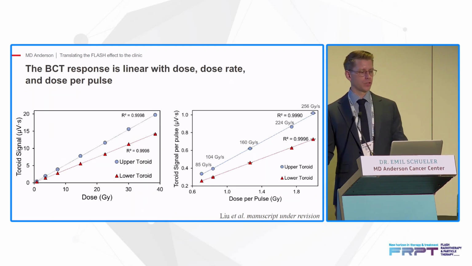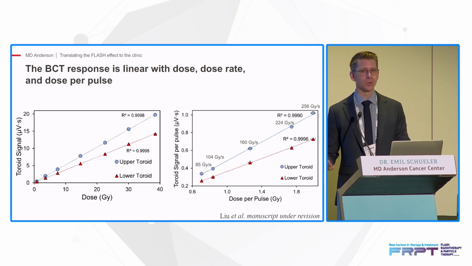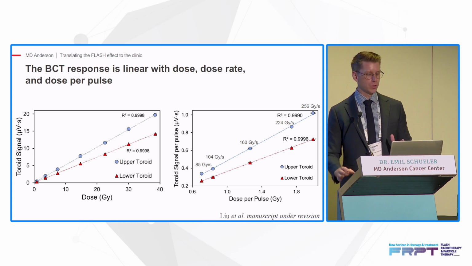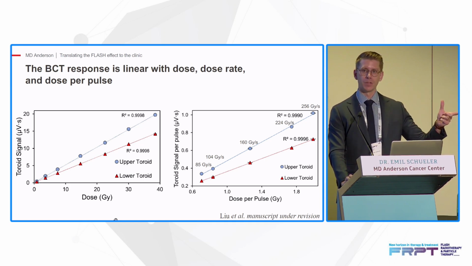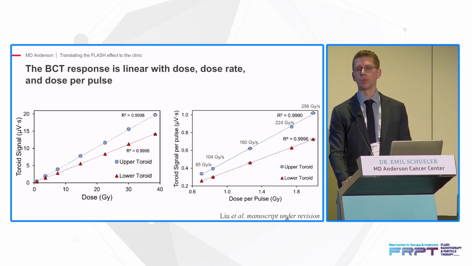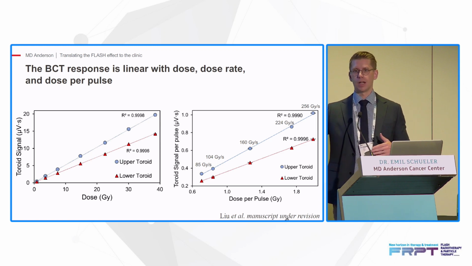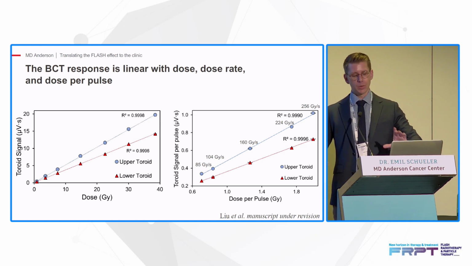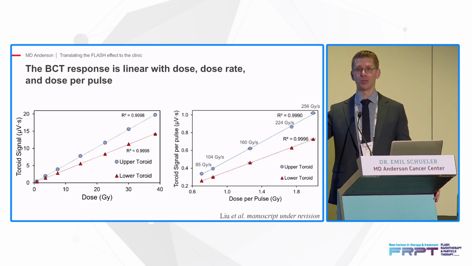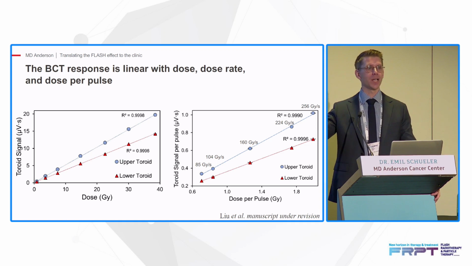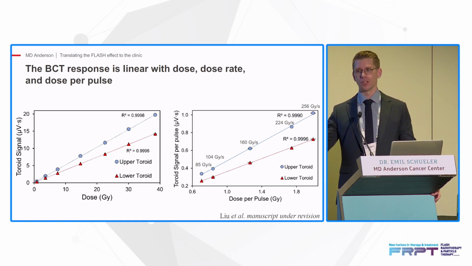We and others have shown that the BCT response is linear with dose, linear with dose rate, and linear with dose per pulse. What I'm showing here is the toroid signal versus the dose, with nice linearity on the upper and the lower. You calibrate them individually from each other. And then the toroid signal per pulse versus the dose per pulse; again we show in this setting a very nice linearity. Here we show data just up to 2 gray per pulse, but it just depends on where you measure your doses, because the BCTs themselves are not moved. It's only where your reference conditions are going to be.